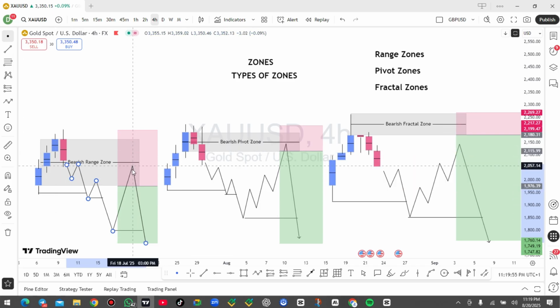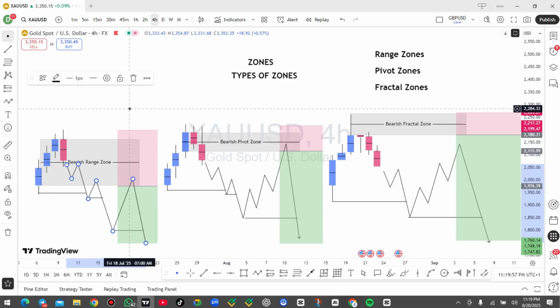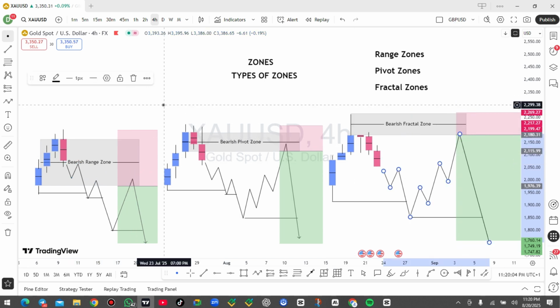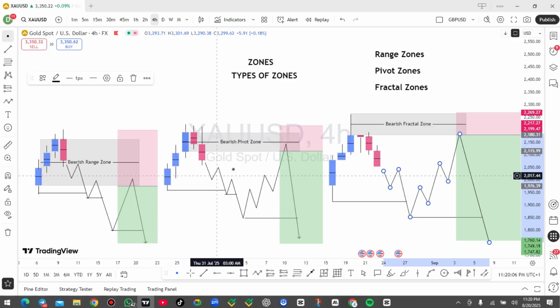But now that I've shown you how to use those, I believe you can filter out and trade the one that you know you can literally work well with. Yes, so let's head on to the next one. And the next one is the bearish pivot zone.